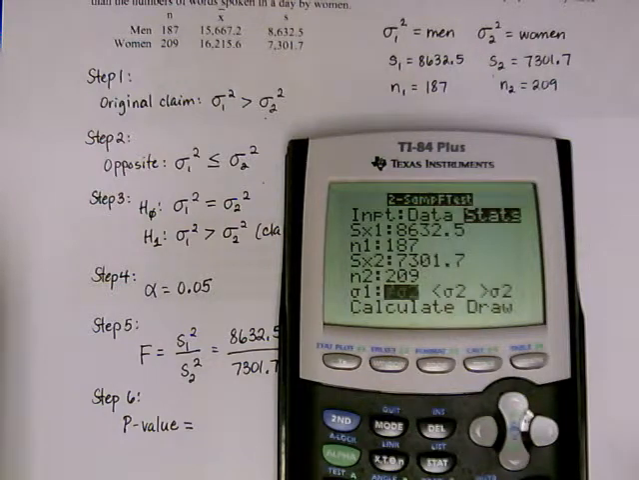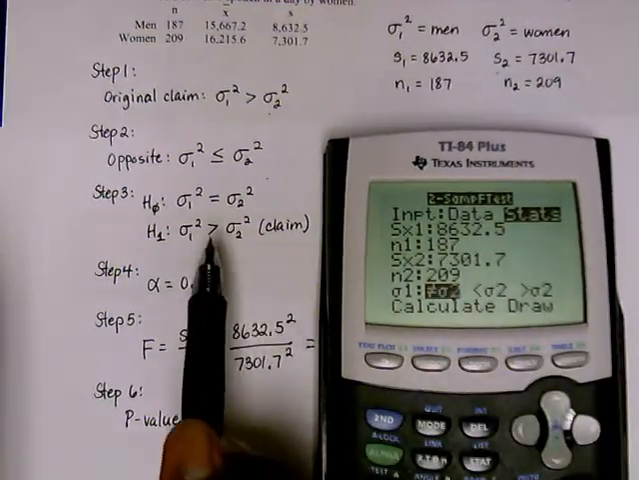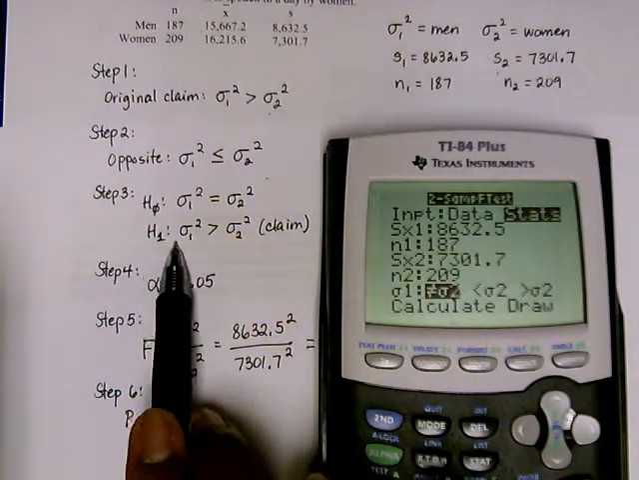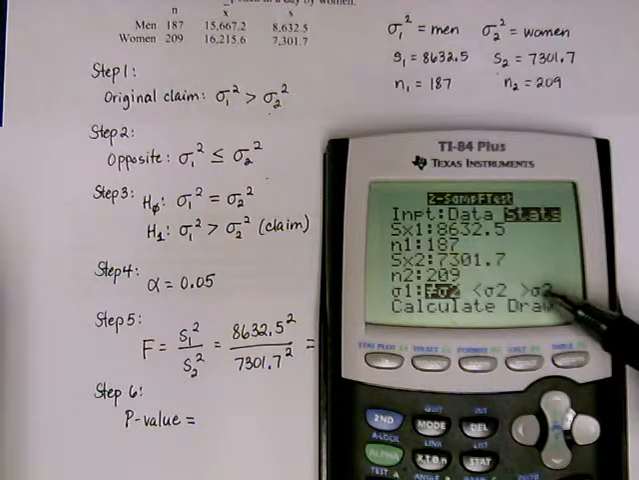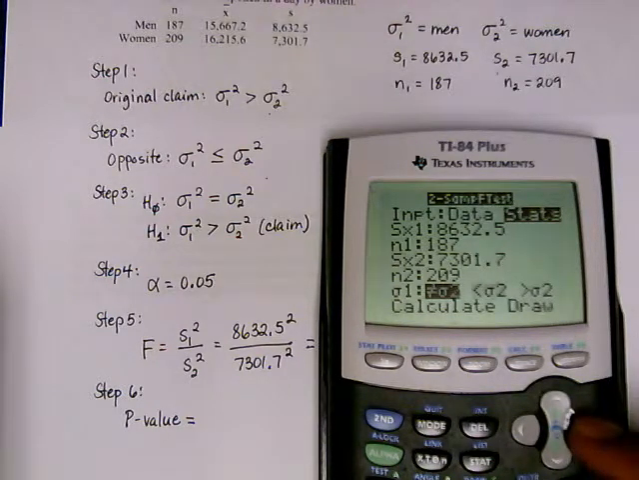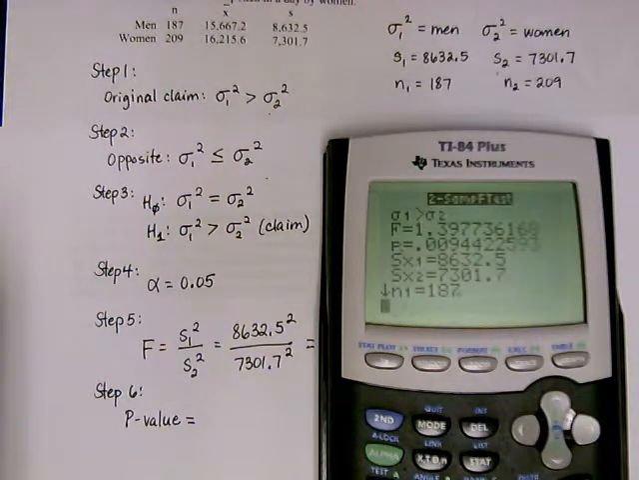Now let's look at our alternative hypothesis to see which one of these we're going to have to select. Notice in the alternative hypothesis we have greater than. So we want to select the one that says greater than sigma 2. So we put the blinking cursor over greater than sigma 2 and then press enter to highlight it. Then press the down arrow key to highlight calculate and then press enter.